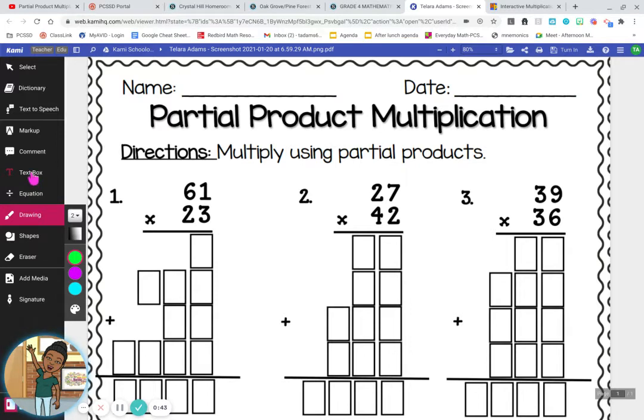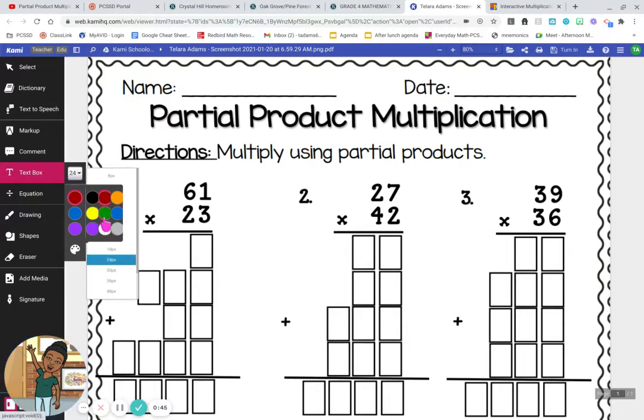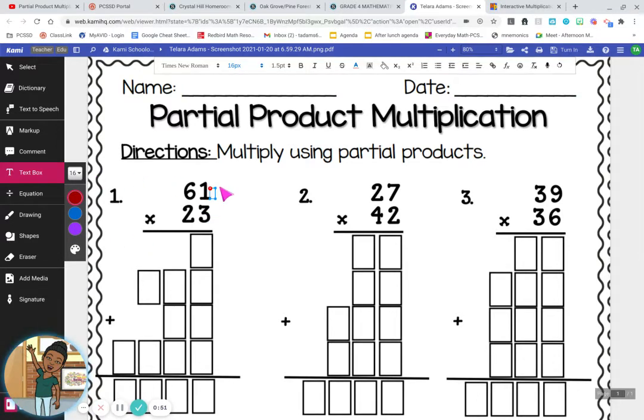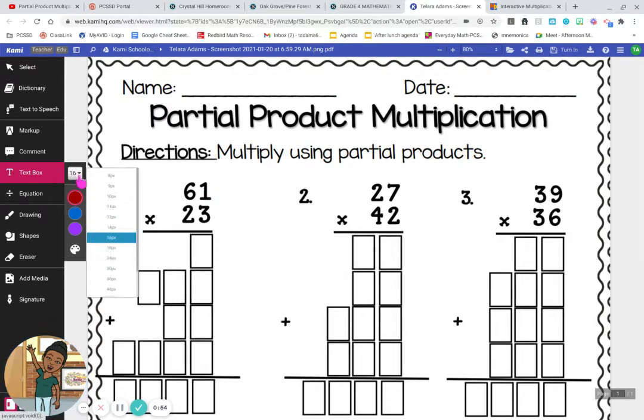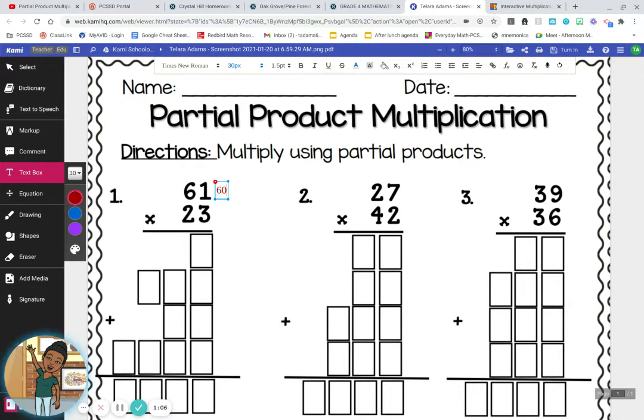61 times 23. Let's start. I'm choosing a smaller text size by writing the number, a little larger than that, in expanded form. That's going to be our first step. Just like our boxes, let's write this in expanded form to see what it looks like. This is our thinking. I know 60 plus 1 is 61 in expanded form. Okay? Got that. Now what about 23? What is 23 in expanded form? 20 plus 3.